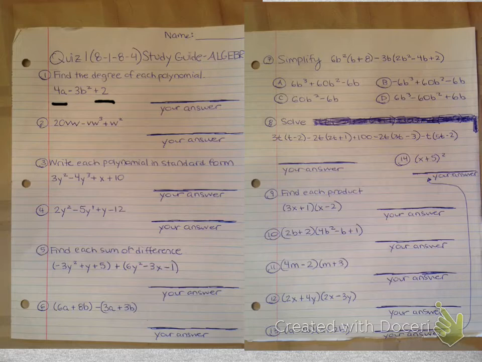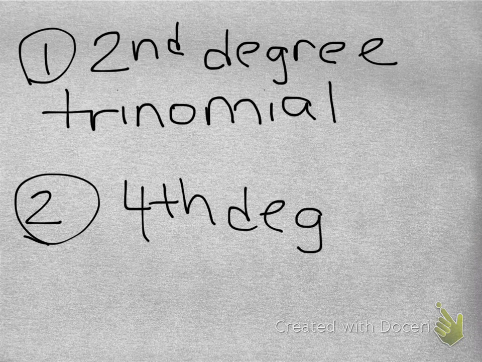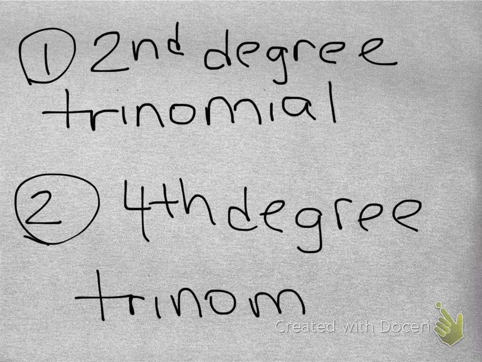The third term is W squared, so the exponent is 2. So you have 2 terms that have a 2, and then you have one that has a 4. So this is going to be considered a 4th degree trinomial. And again, it's a trinomial because it has 3 terms. If it had 1 term, it would be considered a monomial. If it had 2 terms, it's a binomial. And anything more than 3 terms, we just call a polynomial.